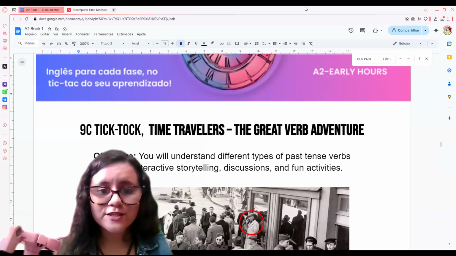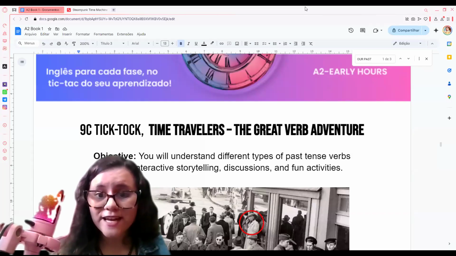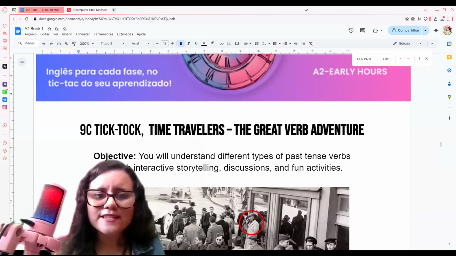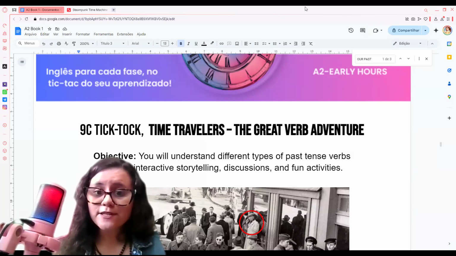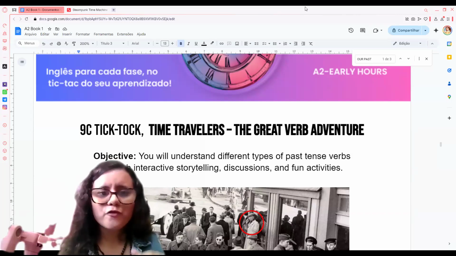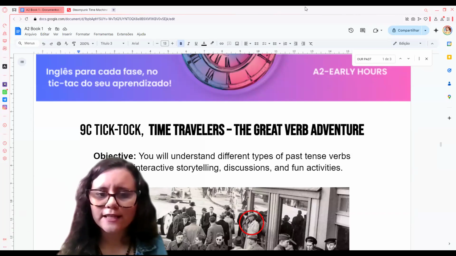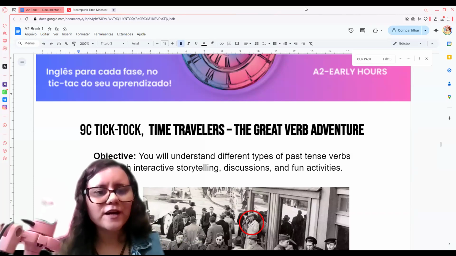Time travelers, the great verb adventure. In this class, you will understand different types of past tense verbs through interactive storytelling, discussions, and fun activities.